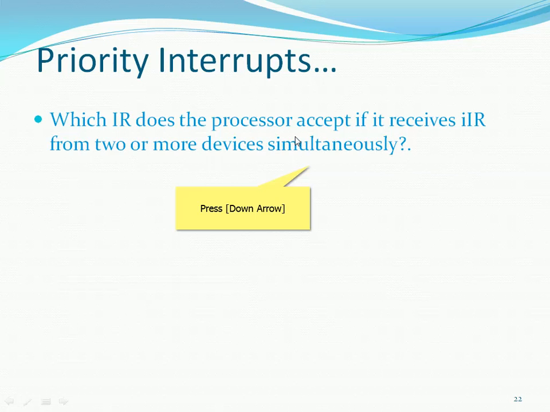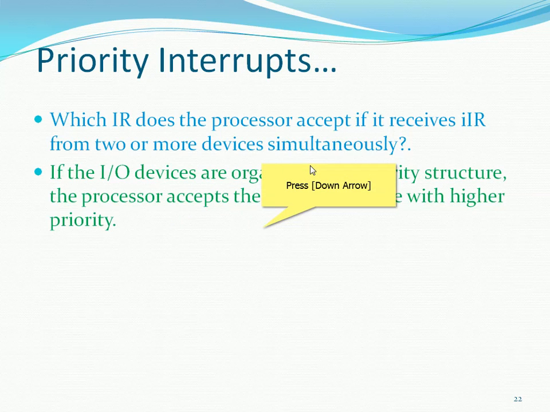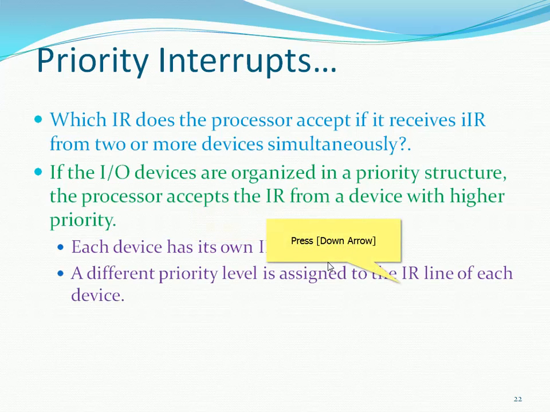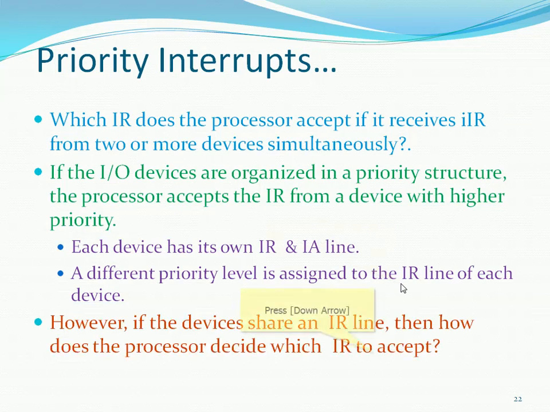Which interrupt request does the processor accept if it receives interrupt requests from two or more devices simultaneously? In that case, the devices are organized in a priority structure. The processor accepts the interrupt request from the device with the higher priority. So each device has its own request and acknowledge line, and a different priority level is assigned to the interrupt request line of each device.